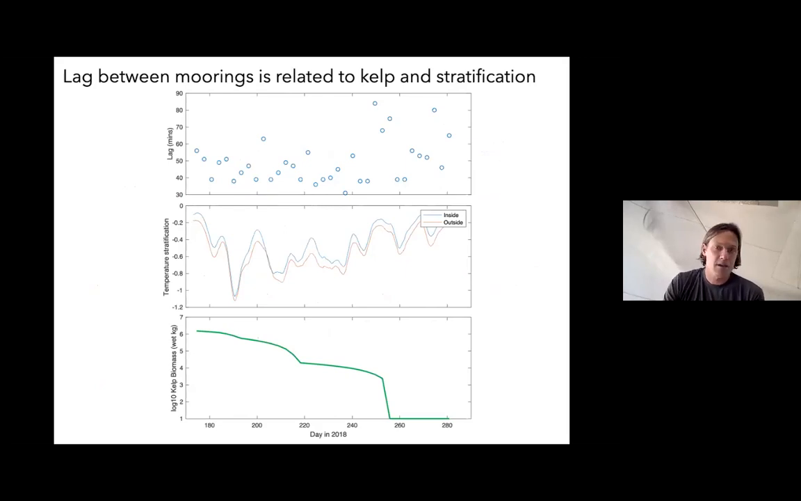And we notice that this lag between the inside mooring and the outside mooring is related to how much kelp is there, which is shown in the bottom panel. We see kelp biomass decreasing as we go into the fall, ultimately going away. These variations in temperature are also influenced by the degree of stratification. The stronger stratification allows signals to propagate faster relative to weaker stratification. And so the plots here just show the strength of stratification, basically the temperature difference between the top and bottom of the mooring, both inside and outside the kelp forest.